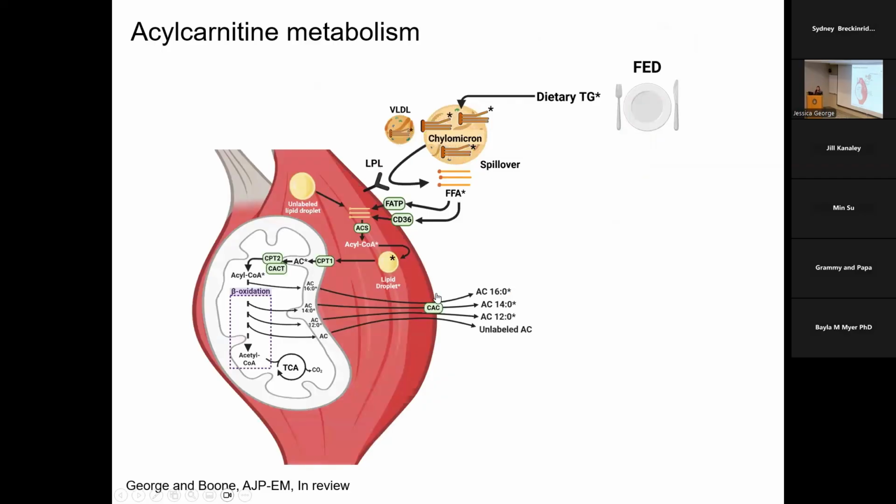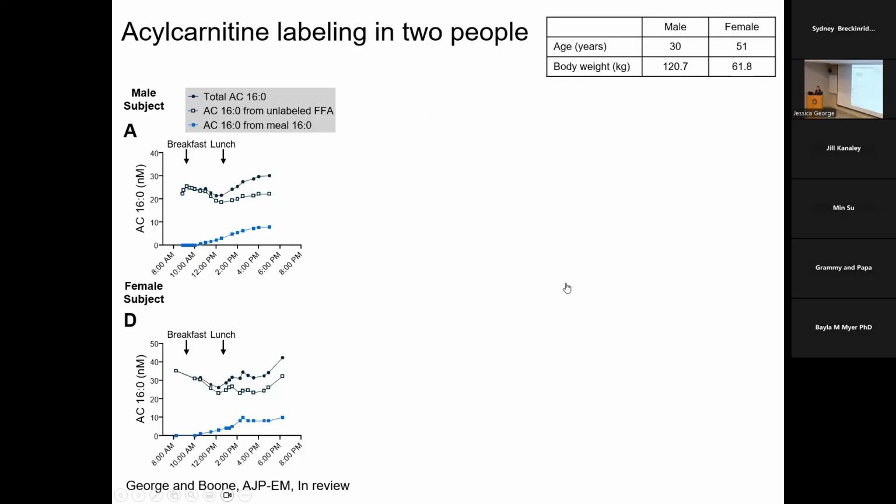I'd like to come back to the schematic to just show you how the meal label cycles all the way from being consumed to being lipolyzed, taken up into muscle, into the mitochondria, and then back out into the plasma. And so now I'm going to end with a little bit of acylcarnitine data from a study that had never been done before in humans. So on the top, we have data from a male subject, and the bottom is data from a female subject.